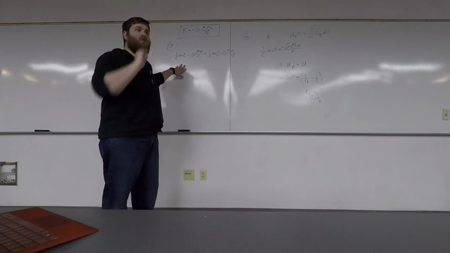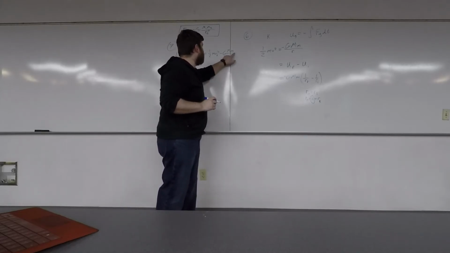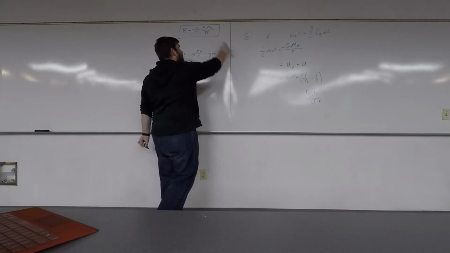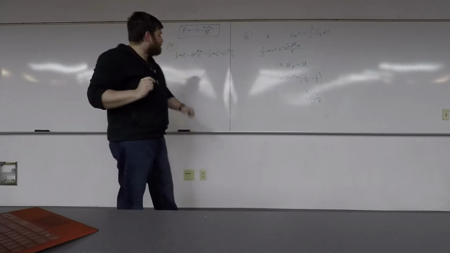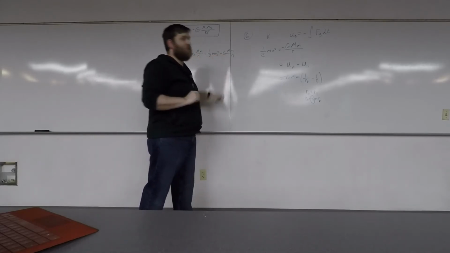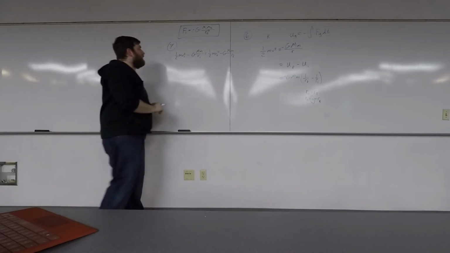Did you have a question? Is the R supposed to be squared? No. Good catch. Energy doesn't have R squared on the bottom because you integrate it, it goes away. Good job. Okay, so total mechanical initial energy and total mechanical final energy have to be equal. Conservation of energy, they have to be.